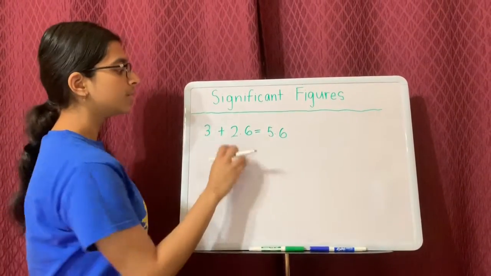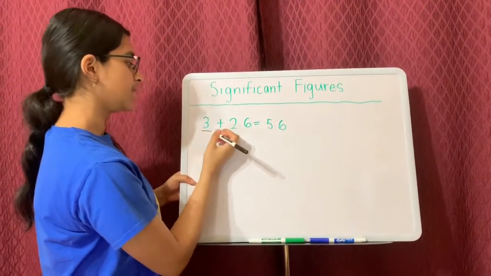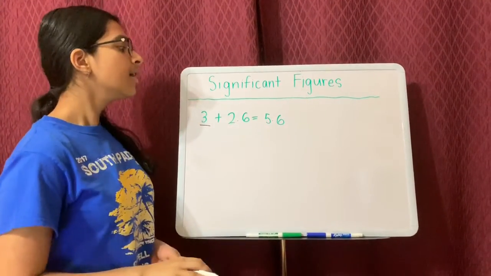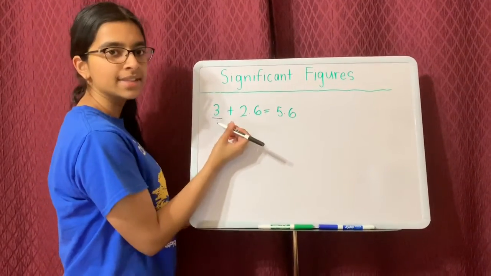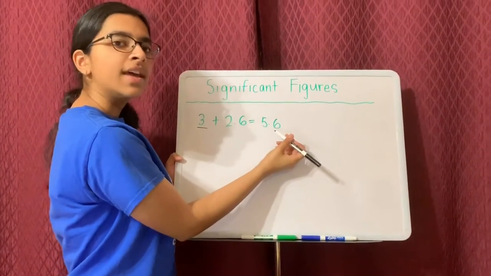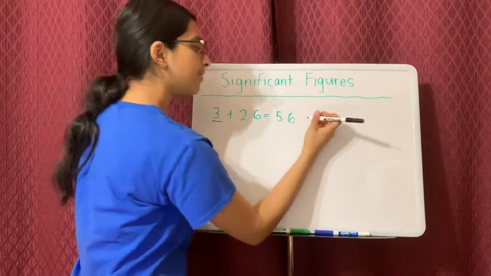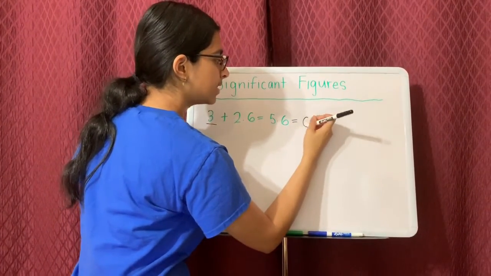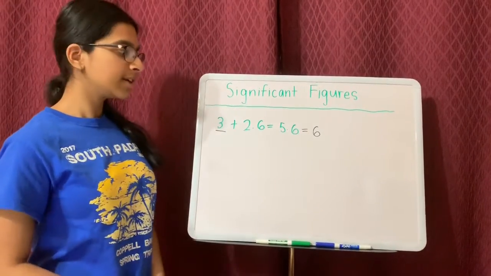Since we're only adding 2 numbers, the least number of decimal places is that of the 3, since it doesn't have any decimal places. That means we have to round this 5.6 to the same number of decimal places as the 3, because we cannot express more certainty in the answer than we have certainty in the things that we're adding. So we're going to have to round this up to 6 in order to have an answer that's expressed with the proper number of sig figs.